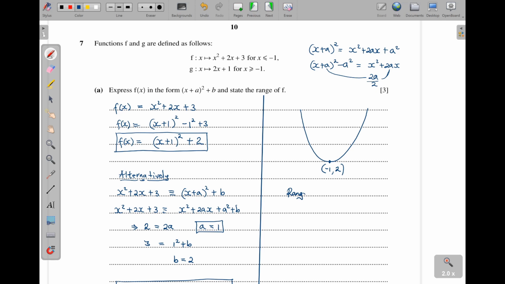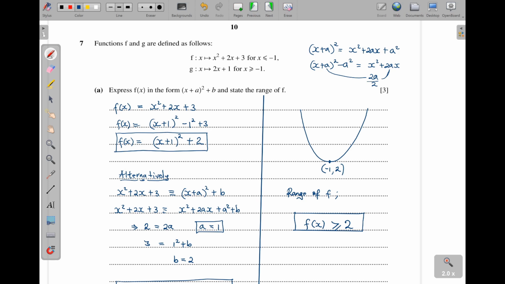range of f. By the way, the range is supposed to be written in terms of the function. The domain is written in terms of the independent variable, for example, x. Okay. Now, what we are going to have here, the range is going to be f of x is greater or equal to the 2 that we are having here.